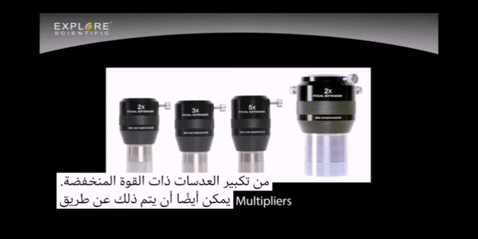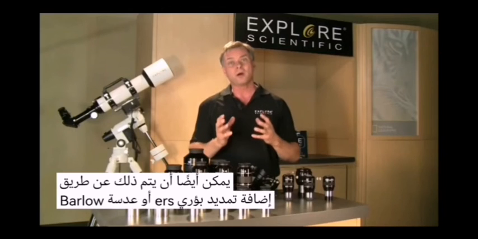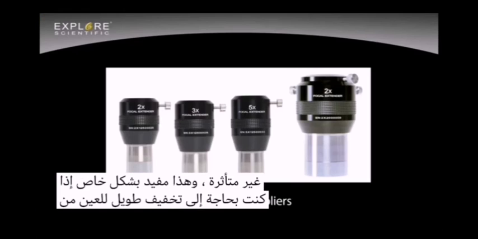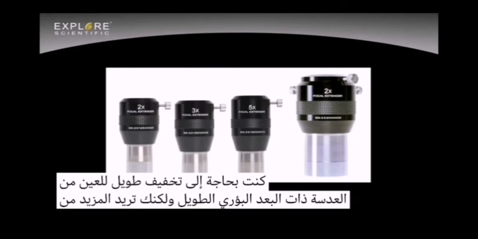What are eyepiece multipliers? Increasing magnification of your lower power eyepieces can also be done by adding focal extenders or a Barlow lens to your eyepieces. The advantage is that these devices can increase the magnification of all your eyepieces, but the eye relief will remain unaffected. This is especially useful if you need long eye relief of your long focal length eyepiece, but you want more magnification.